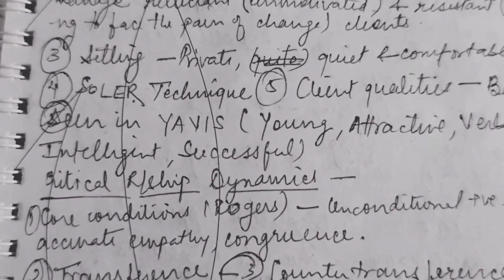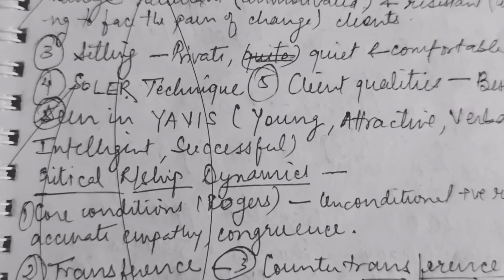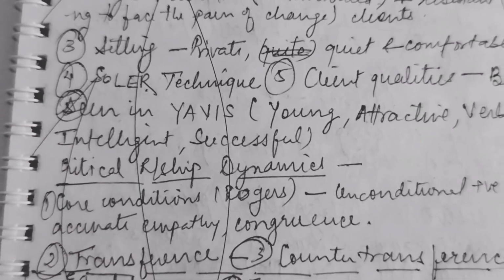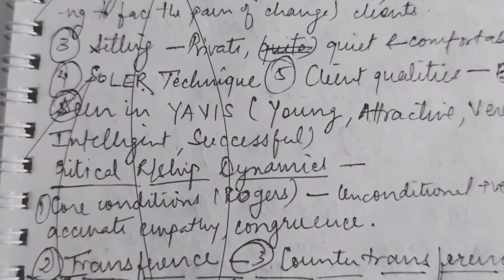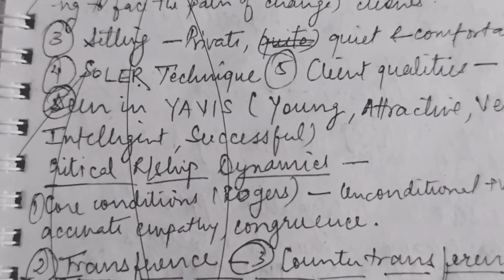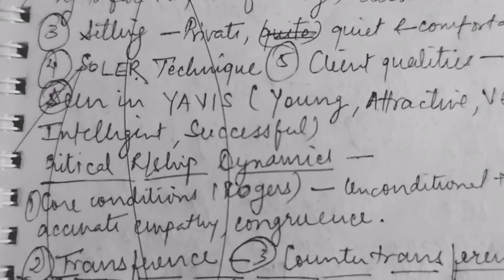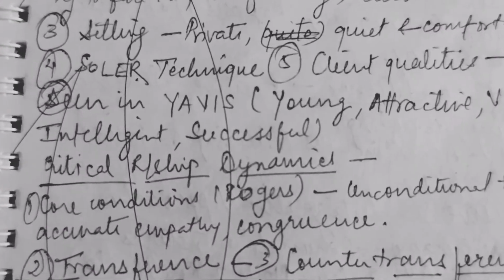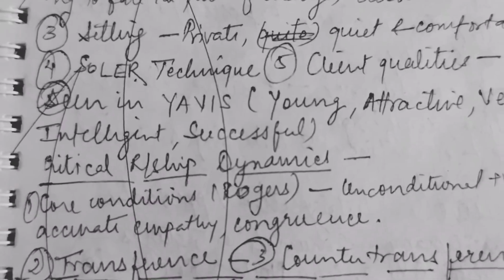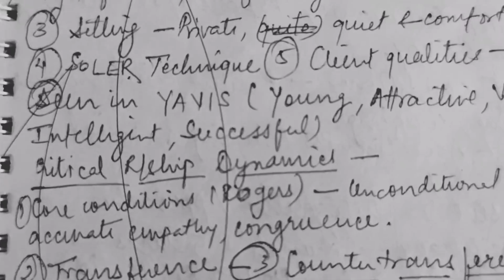So that's what congruence is. These core conditions definitely affect the dynamics of the counseling process, and there are two more things which may start affecting it, that is transference and counter transference. What is transference? Transference is a condition in which the client starts projecting their beliefs and their emotions onto the counselor. The feelings are not really for the counselor, but they are getting transferred to the counselor. The feelings are towards some other person, but just because the counselor is seated before the client, the same feelings get projected over the counselor.